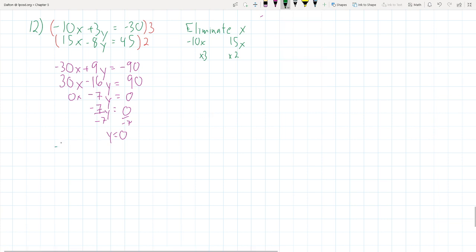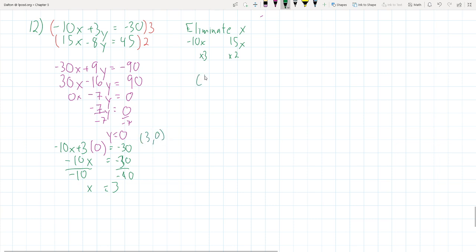So now I'm going to plug this in. So I'm going to go negative 10x plus 3 times 0 equals negative 30. So I get negative 10x, 3 times 0 is 0, equals negative 30, divided by negative 10. I get x equals 3. So my answer should be 3, 0.